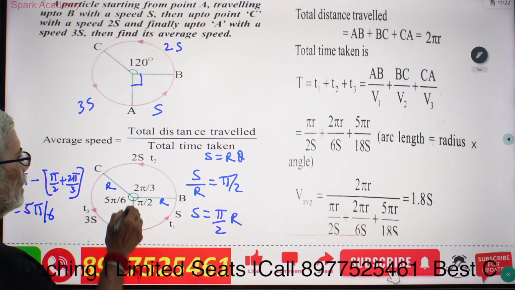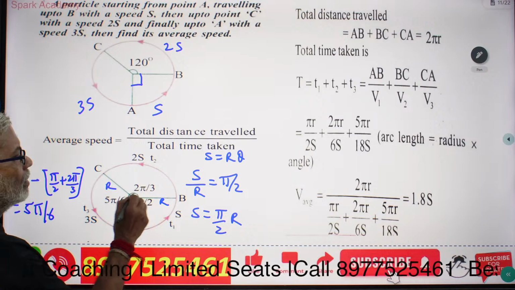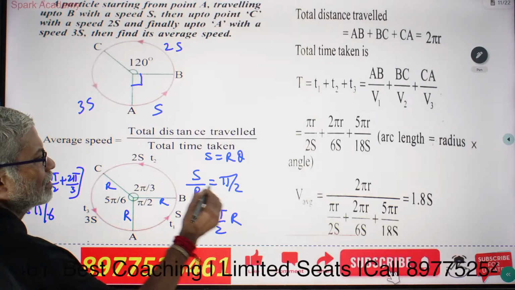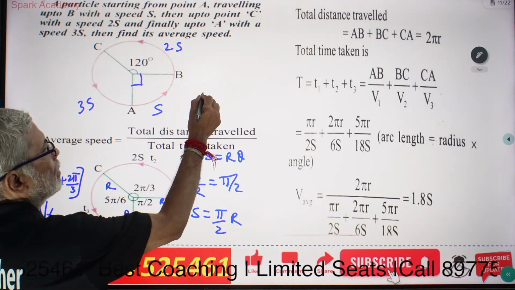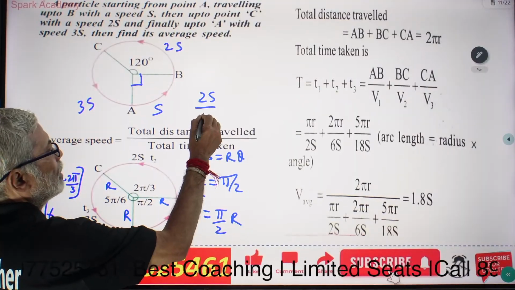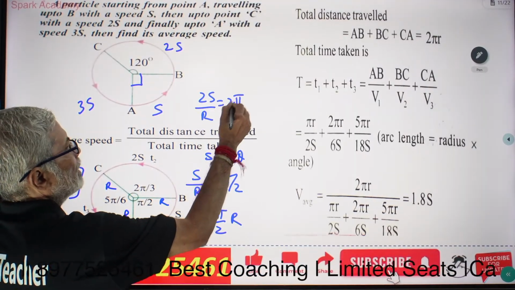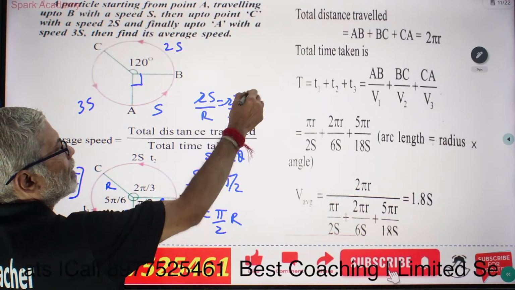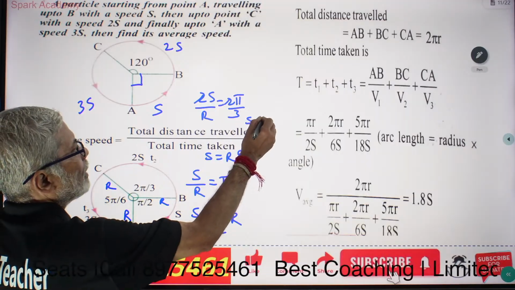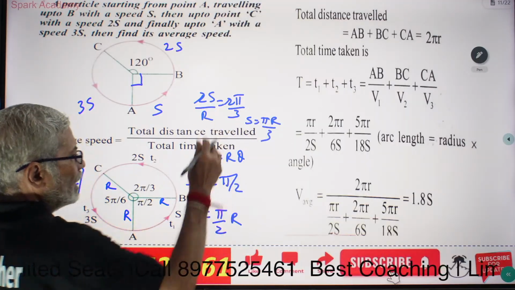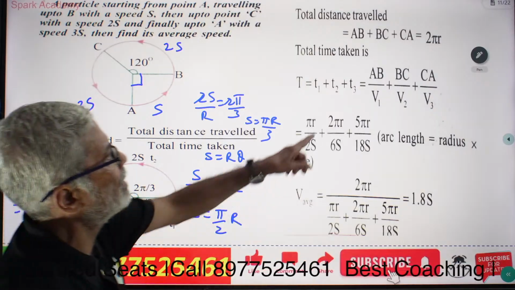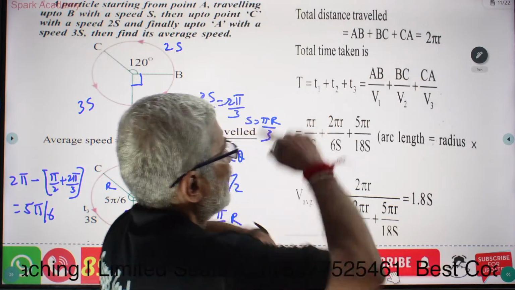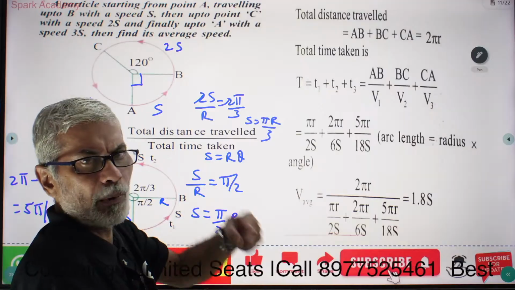Similarly, in place of S you have to put 2S by R. 2S by R will be equal to 2 pi by 3. So S will be equal to pi R by 3. Like that you find out the sector formula and put it in this formula. Total distance traveled is AB, BC, CA. That is 2 pi R. Total distance will be 2 pi R, a full circle.